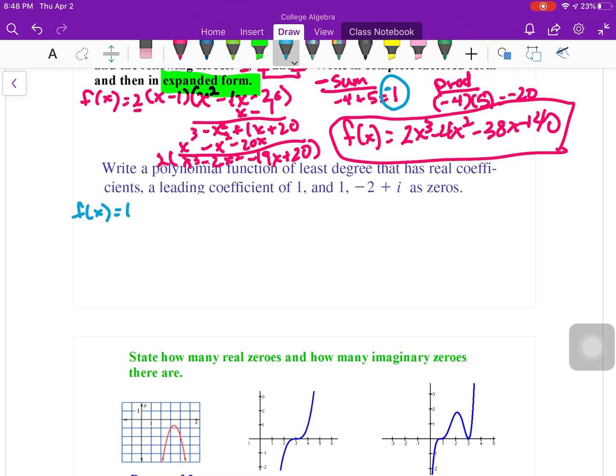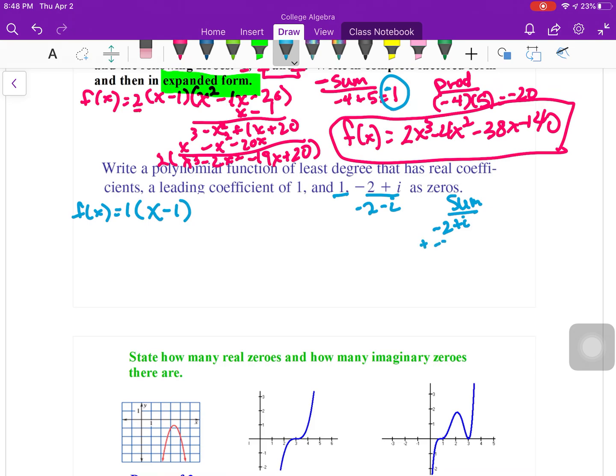Now it says write a polynomial with leading coefficient of 1. And 1 and -2 plus i are zeros. So if 1 is a 0, I know that x minus 1 is its factor. If -2 plus i is a root, according to the conjugate theorem, -2 minus i must also be a root. So this is especially when I want to use that sum product rule.